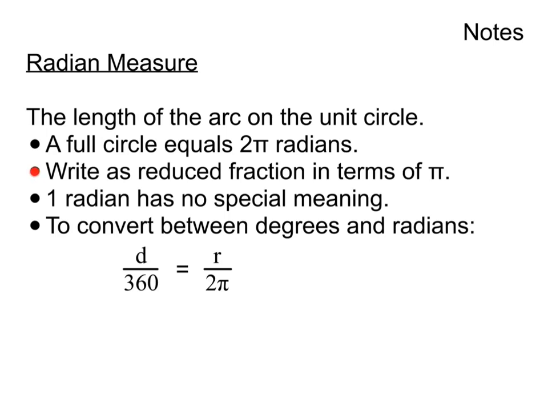When writing our radian measure, we always want to write it as a reduced fraction, and yes, leave it in terms of pi. We talked about how 1 radian has no special meaning just in itself, so don't try to get hung up on that part. And we learned this formula here that is used to be able to convert between degrees and radians. And so make sure you have that formula down and that you can do this conversion from any angle in degrees into radians going forward.